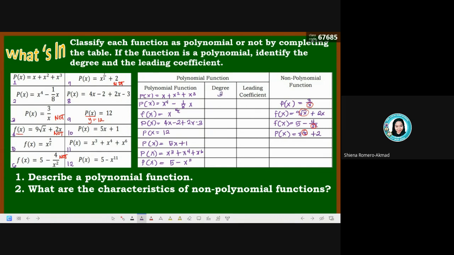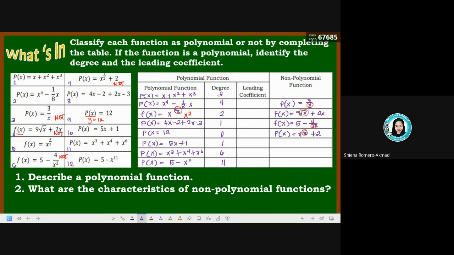So, the degree here is 3, dito 4, dito 2. That's why we consider this as polynomial function because 4 over 2 is 2. Therefore, you have x squared there. So, that's a polynomial function. So, wala siyang fraction exponent. Next, we have here 1. Dito 0, dito 1, dito 6, and dito 11.